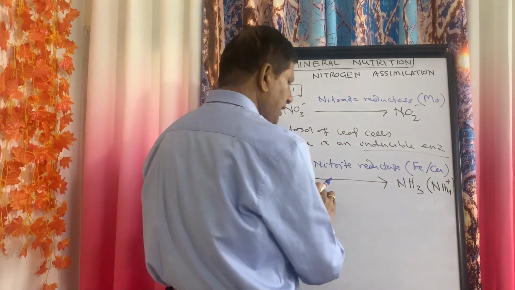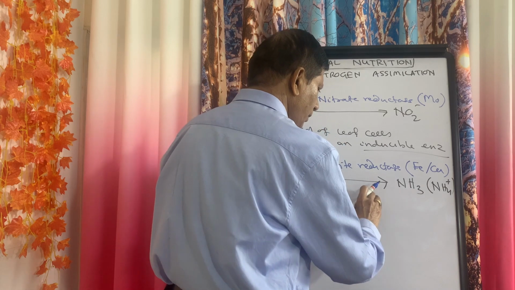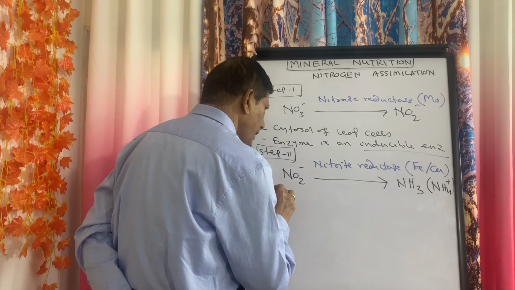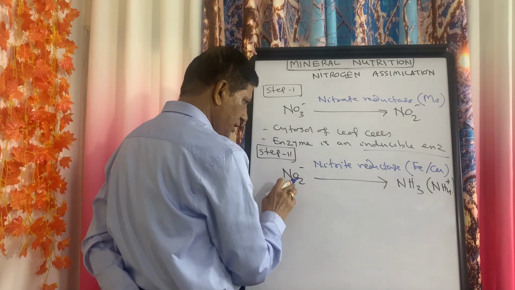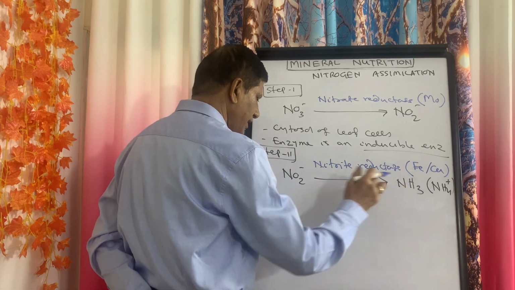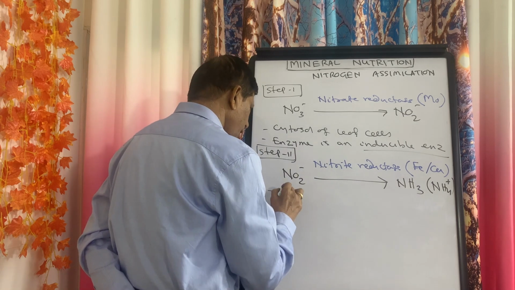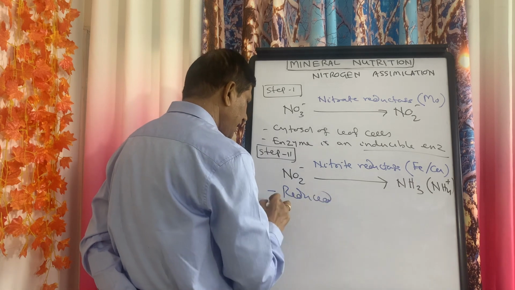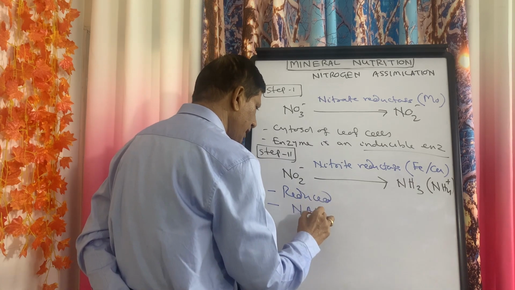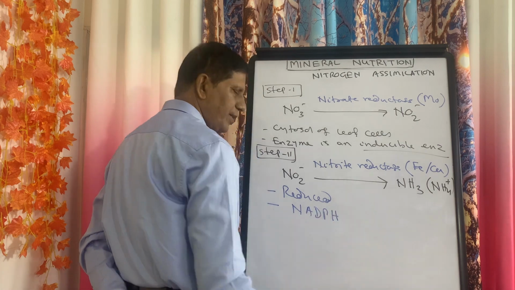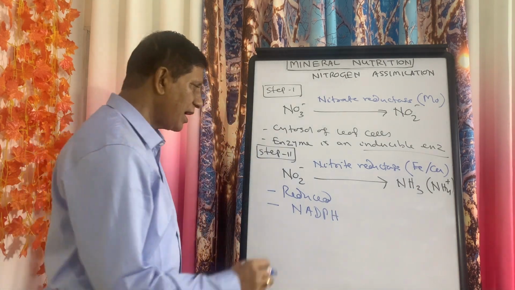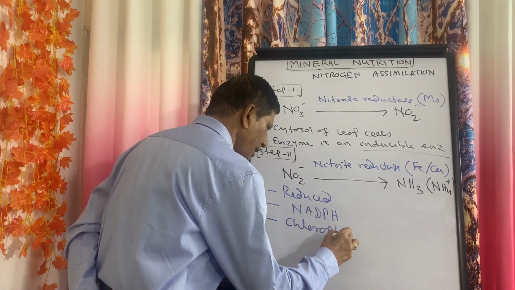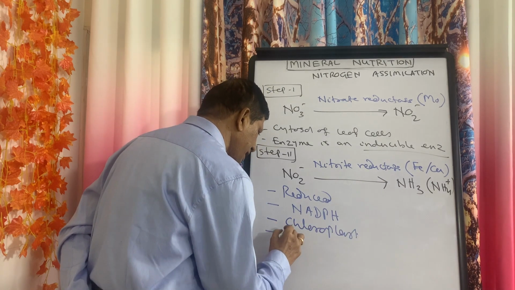And when this reaction is taking place, it also requires a reducing agent, because this is a reduction. When nitrite is converted to ammonia, there is reduction. So here nitrite is reduced to ammonia, and the reducing agent is NADPH, the reducing substance. And this reaction takes place inside the chloroplast, and it always takes place in the presence of light.